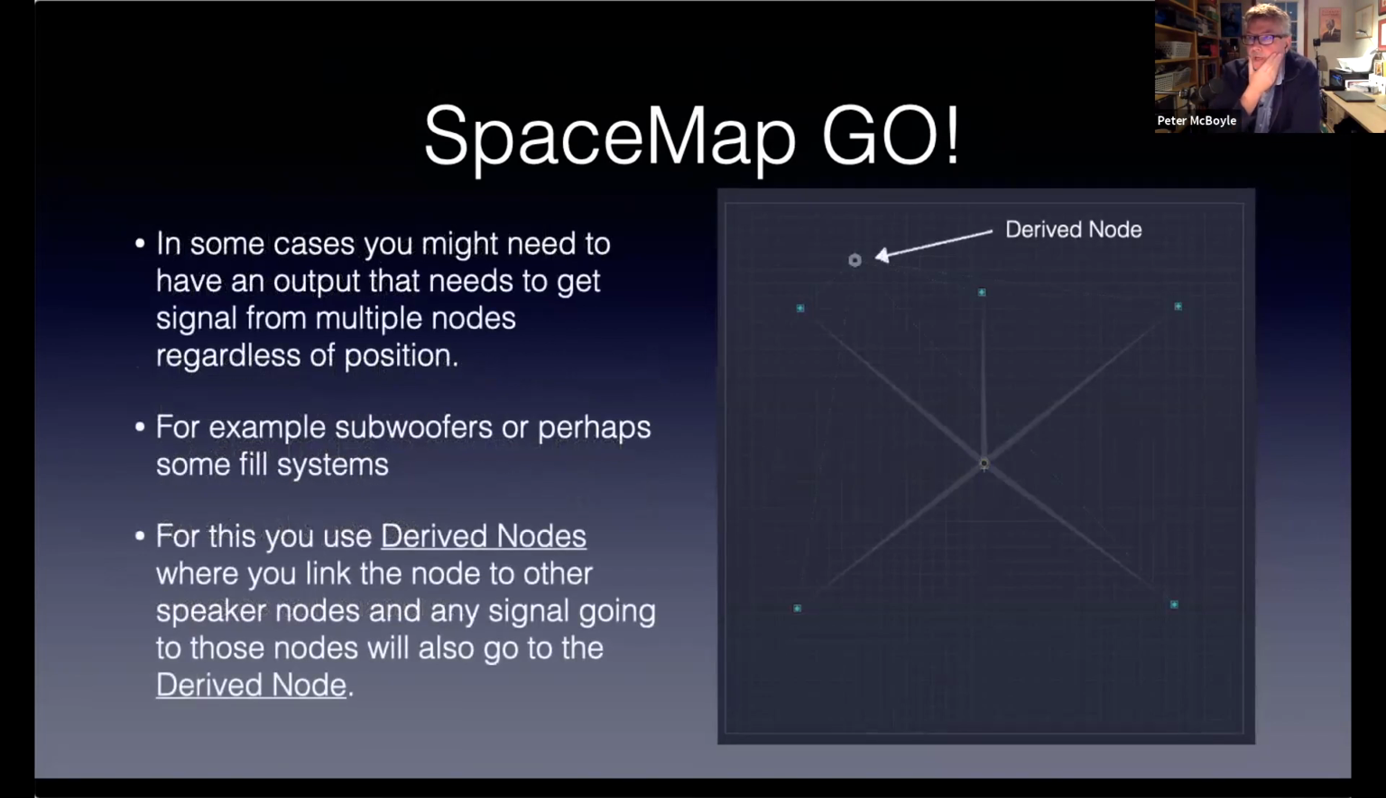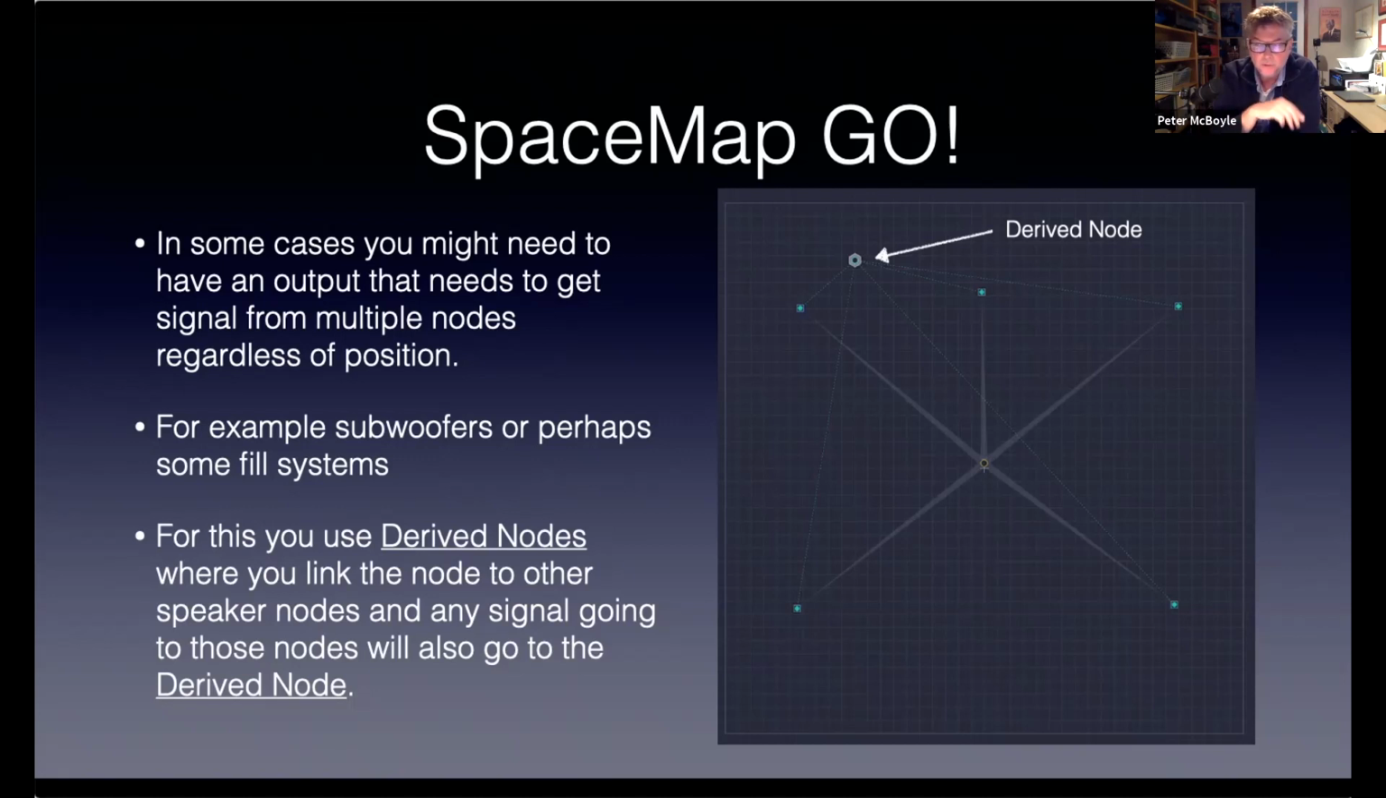In some cases, you might need to have an output that gets its signal from multiple nodes regardless of position. So for example, subwoofers and maybe some fill speakers. So you might have an under balcony or a front fill where you actually need to say that no matter where the location that you're trying to image to is on the map, the energy will always go to the subwoofers, for example. You wouldn't want, as you move around the room, to have the sound also go in and out of the subwoofers.